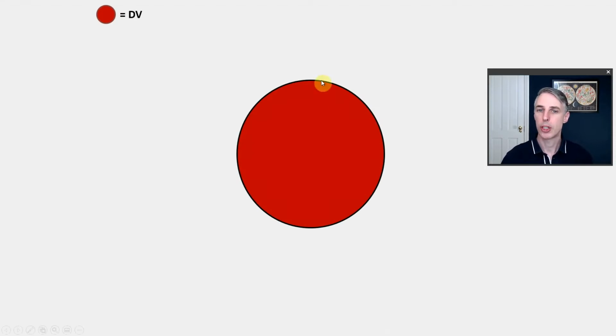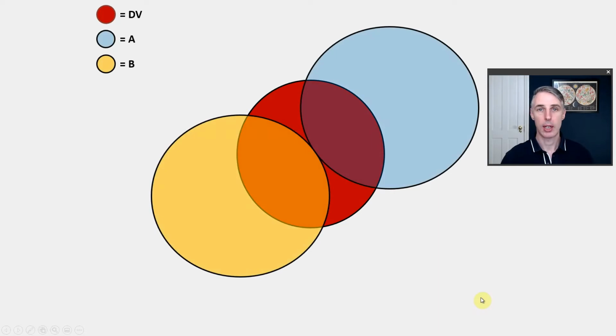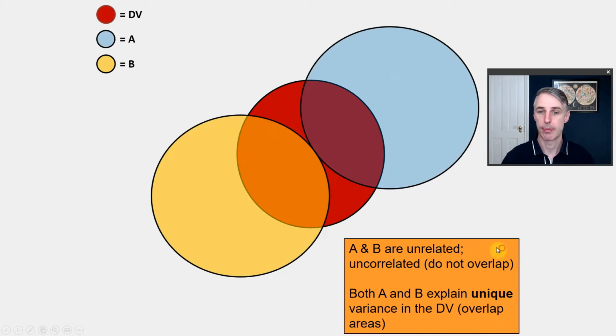So let's say we're interested in explaining variance in a dependent variable. This is just the variance in a DV represented as a circle. And we have two predictors, predictor A and predictor B. Now in this case, predictors A and B are not correlated with one another. They do not overlap, so variable A and variable B don't share variance. In this case, they each explain unique variance in the DV.